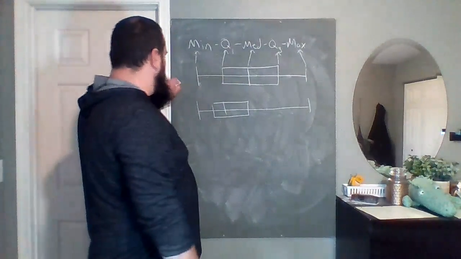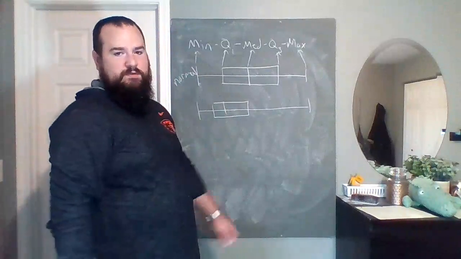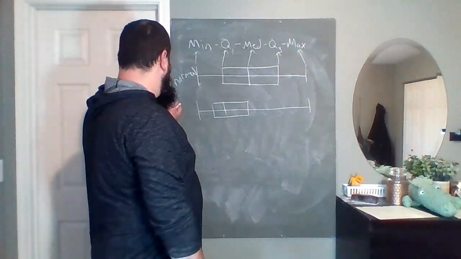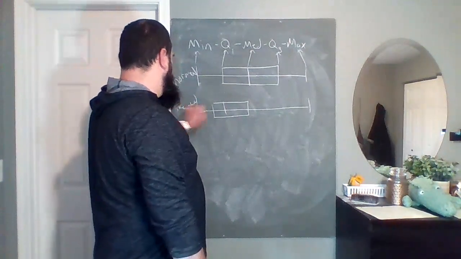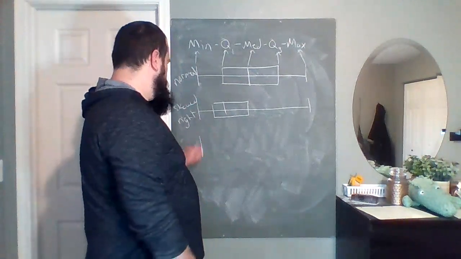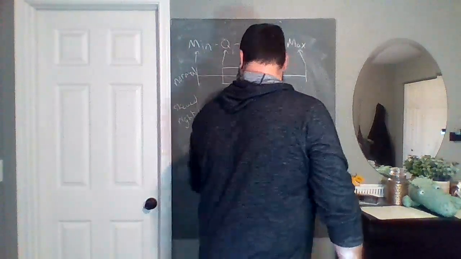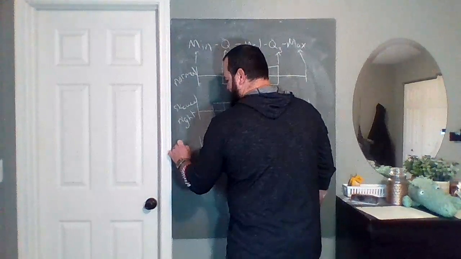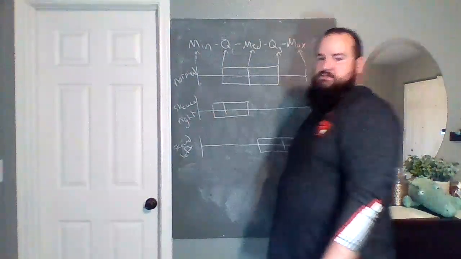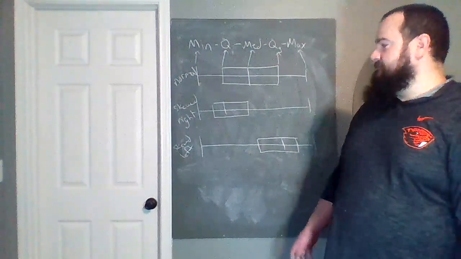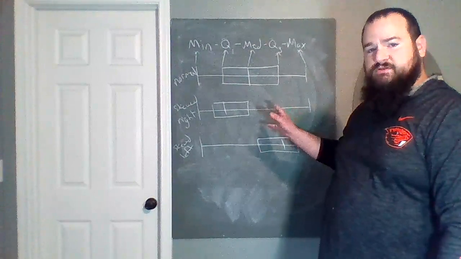So this right here, I would say, is normal. This, skewed right. And you guessed it, skewed left. Okay. We're going to talk about how to create these on our calculators so that we don't have to do this all by hand.